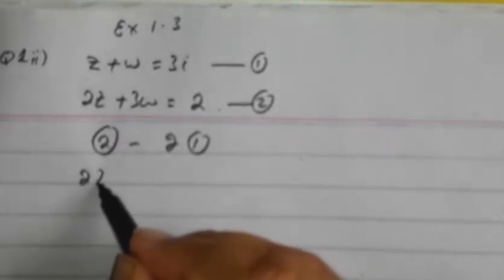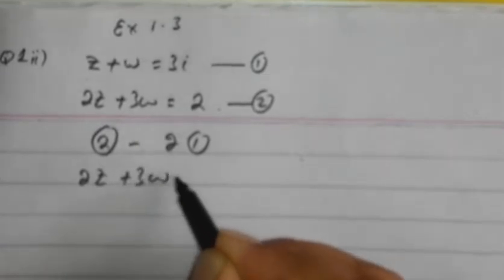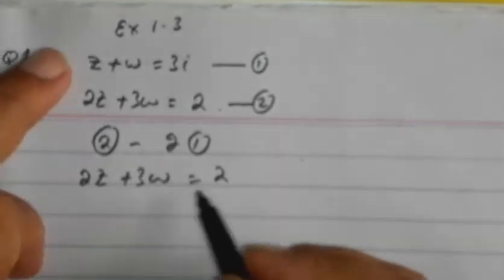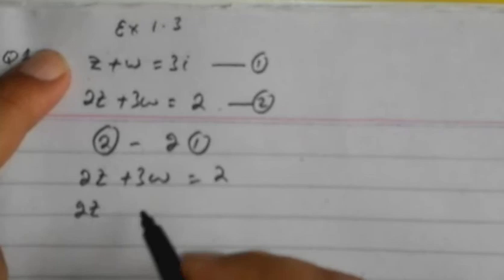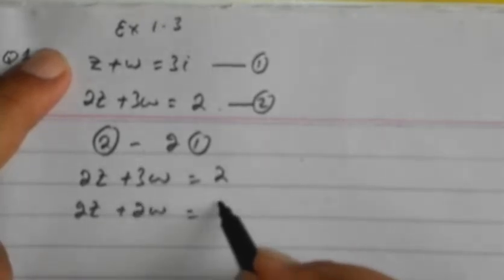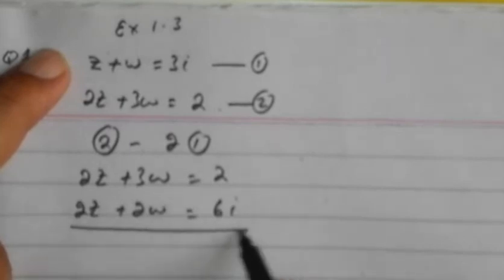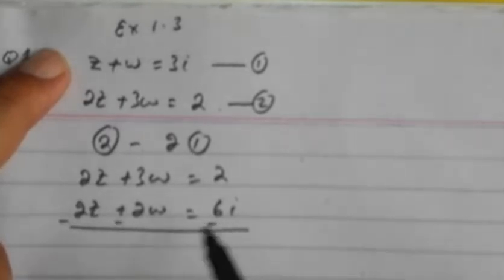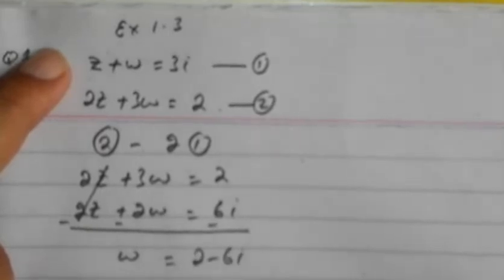Equation 2 is 2z + 3w = 2. Multiply this with 2, we get 2z + 2w = 6i. Now subtract it. These two cancel with each other. Here we get w and here 2 - 6i.